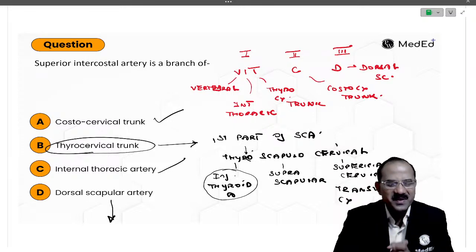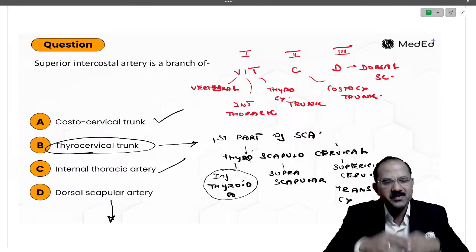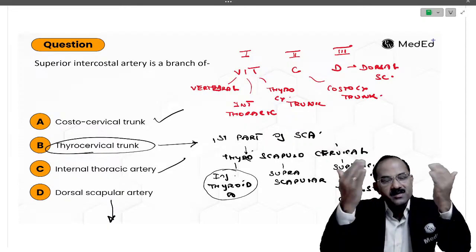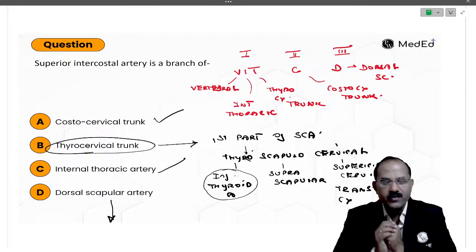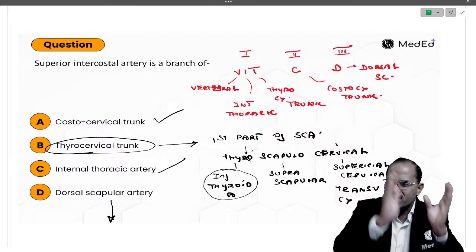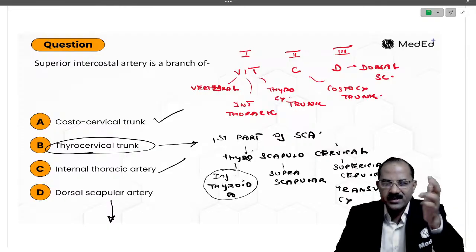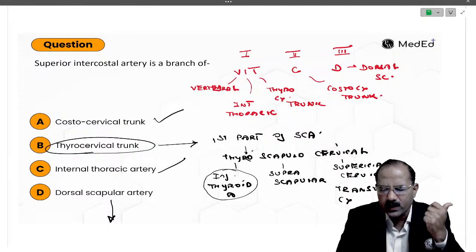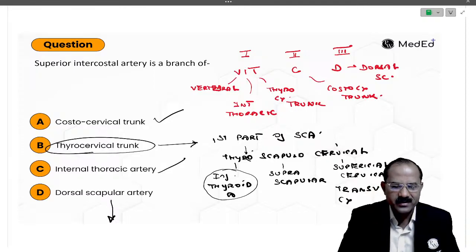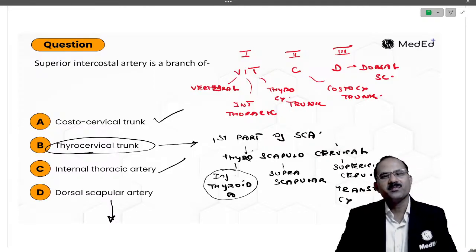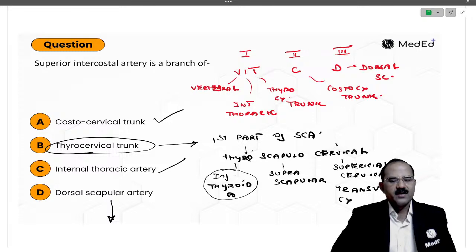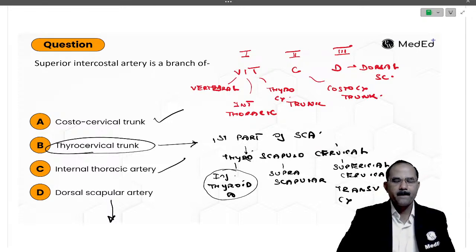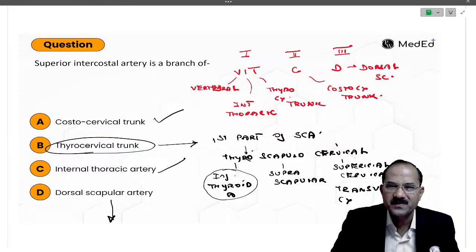The subclavian artery is divided into three parts by the scalenus anterior. The first part is from its beginning to the muscle, the second part is behind the muscle, and the third part is after the muscle. How do you remember the branches? It's vitamin C, D. VIT first part, C second part, D third part. V is vertebral, I is internal thoracic, T is thyrocervical trunk, C is the costocervical trunk, and D is the dorsal scapular artery. Your concept has to be clear. Is this clear, students?